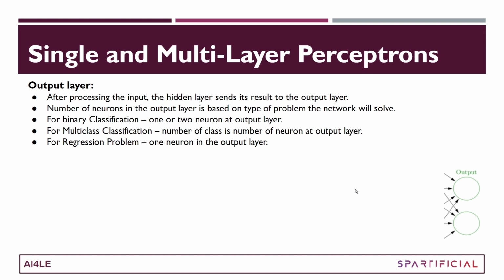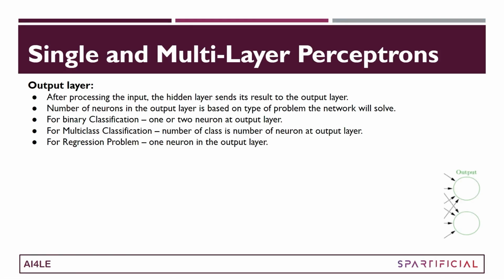But if I talk about multi-class classification, let's say we are talking about 8 different classes and I want to display all the 8 classes' probabilities. Over there, the number of classes will be equal to the number of neurons in the output layer. And if I'm talking about a regression problem, where on the basis of the inputs I have to predict a particular value, then even one neuron can be helpful in the output layer. So this is what we need to know: in the output layer, the number of neurons is actually dependent on the type of problem that the network is trying to solve.